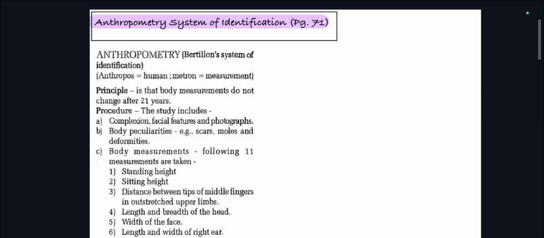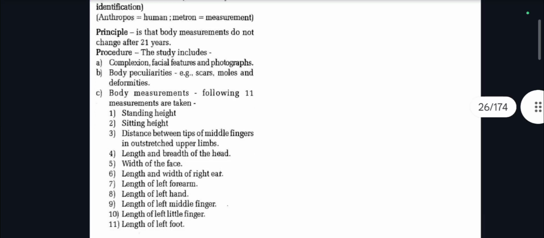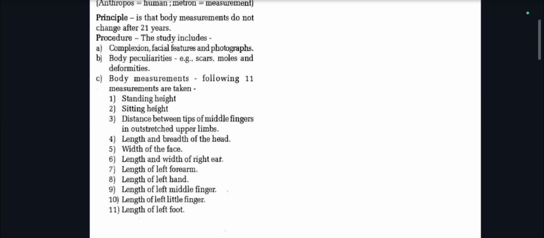Anthropometry, anthropos is human and metron is measurement. What is the principle? It says body measurements do not change after 21 years. And the study includes complexion, facial features, photographs, body peculiarities like if the person is having any kind of moles, scars, deformities, then body measurements, and in body measurements we have 11 points. Standing height, sitting height, distance between the tips of middle fingers and outstretched upper limbs, length and breadth of the head, and everything about the left hand: length of left forearm, left middle finger, little finger, left foot, and the length and width of right ear. Fine.